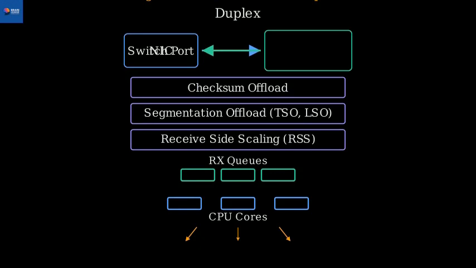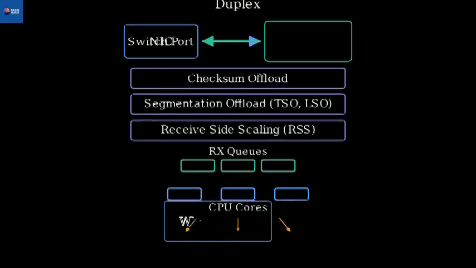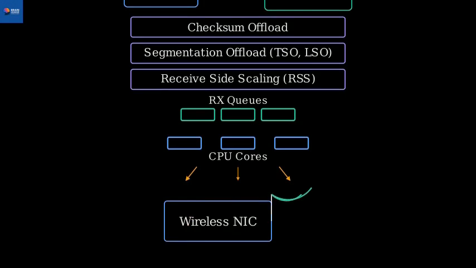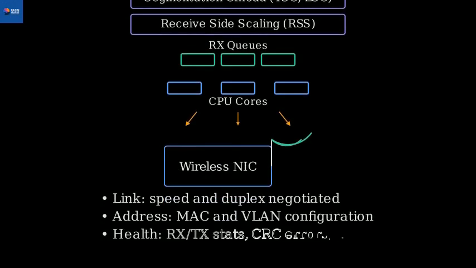A wireless NIC does the same job, but uses radio waves instead of copper. It still handles physical and data link layers, now with wireless standards like Wi-Fi. In practice, to work with a NIC, you will check 3 things. 1. Link speed and duplex. 2. MAC address and configuration. 3. Counters like receive errors or frame check failures.